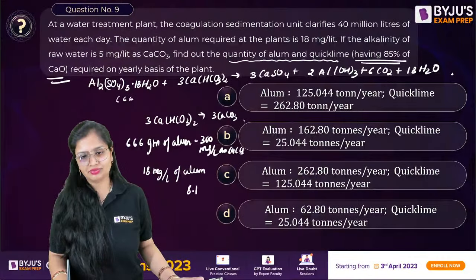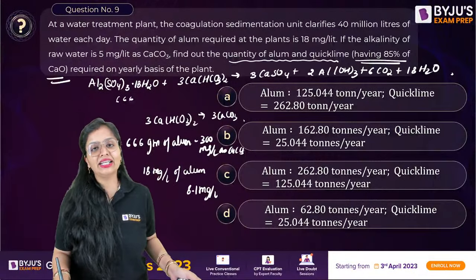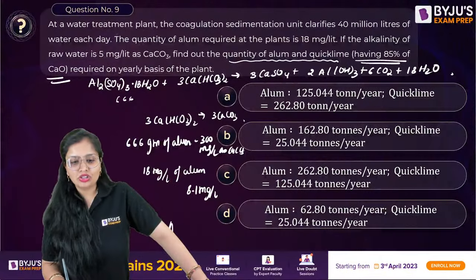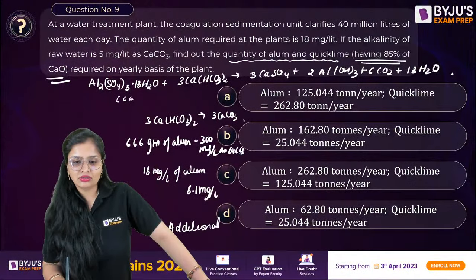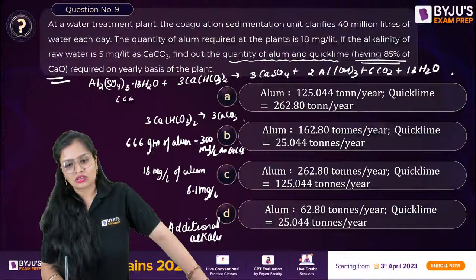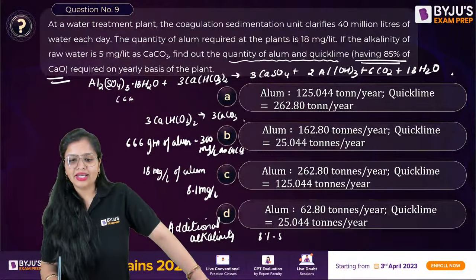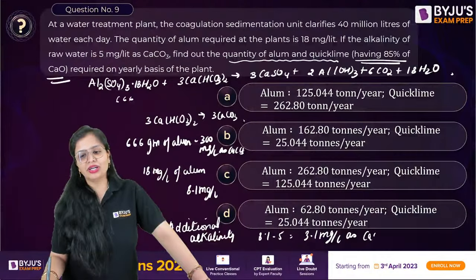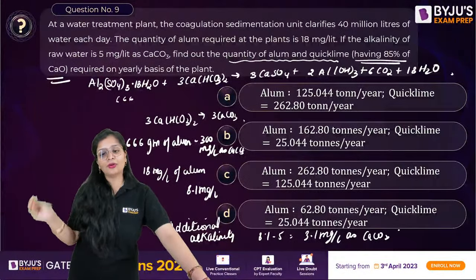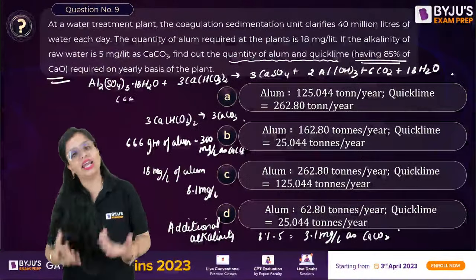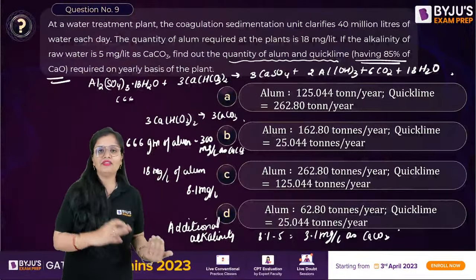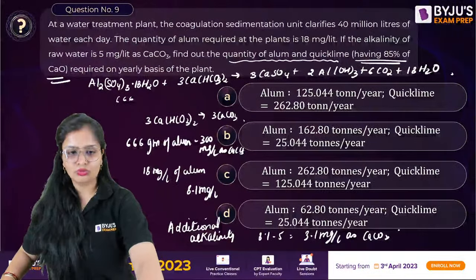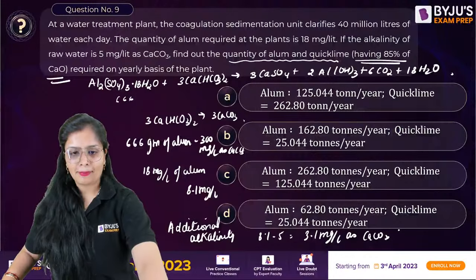8.1 mg per liter. This much alkalinity is required, and 5 mg per liter is already present. So how much additional alkalinity is required? 8.1 minus 5, that is 3.1 mg per liter of alkalinity as calcium carbonate. Now, you can't get calcium carbonate alkalinity directly. You need quicklime, which when it reacts with carbon dioxide gives calcium carbonate. So come on guys, now start doing it.